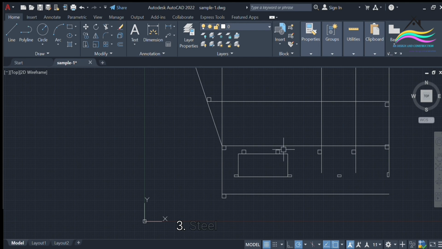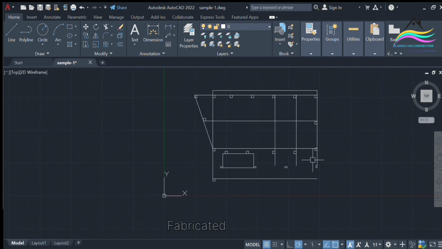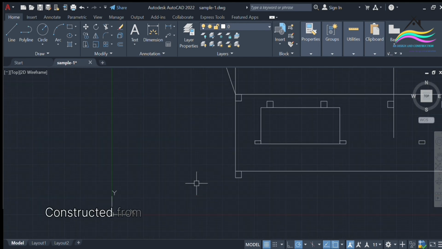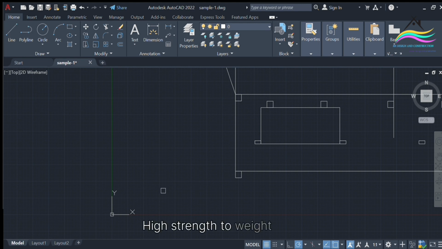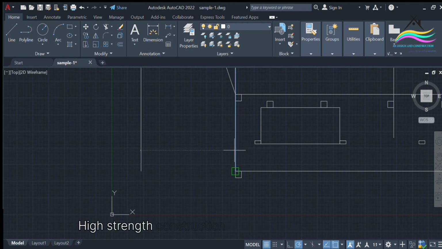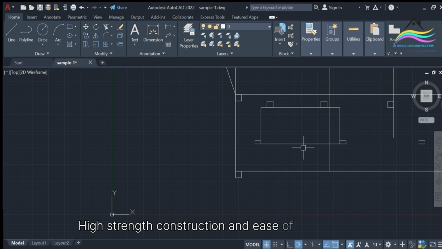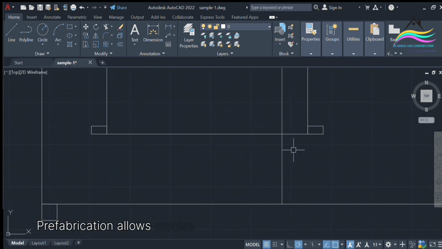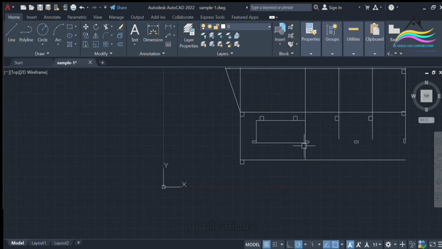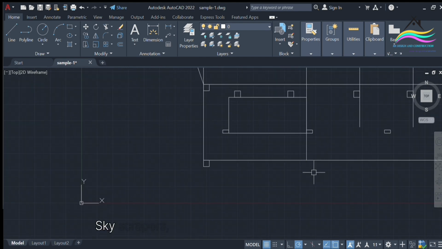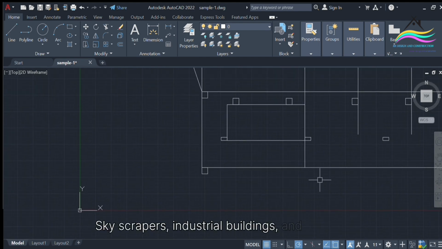3. Steel columns, fabricated columns. Constructed from rolled or built-up steel sections, these columns are fabricated in workshops and erected on-site. Advantages: high strength-to-weight ratio. Rapid construction and ease of modification. Prefabrication allows precise dimensions and reduced on-site work. Applications: skyscrapers, industrial buildings, and bridges.